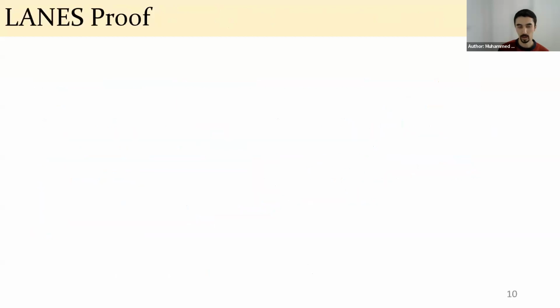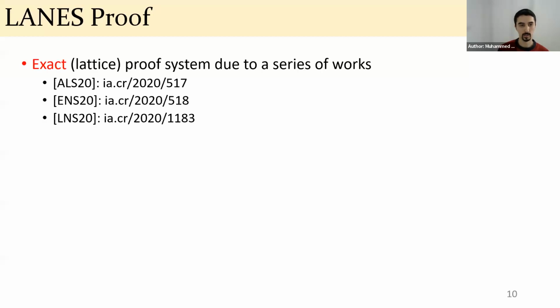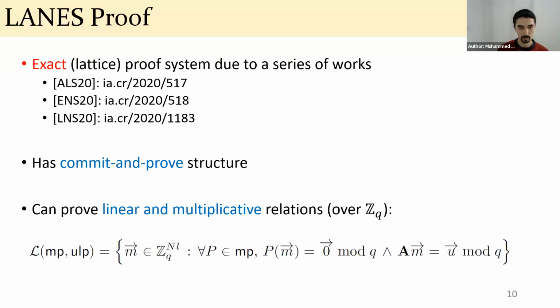Okay. And if you look at the exact proof, as I mentioned, we used Lane's proof system. This is due to a series of works in 2020, and the acronym Lane comes from a combination of the initials of the authors who contributed to this framework. And this is an exact proof system, as I mentioned. It has this general commit and proof structure, and it can prove linear and multiplicative relations over ZQ. So you can prove a polynomial relation as before, kind of like a multiplicative relation as before, and you can also prove a linear relation A times M is equal to U over ZQ.